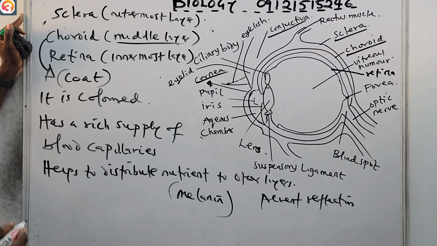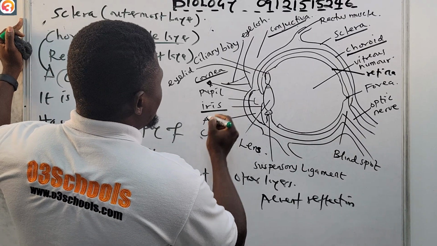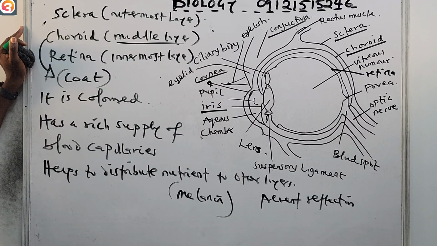So it helps to prevent reflection coming to the eye. Now also, the choroid is attached to the iris, as you can see here. The choroid is attached to the iris.